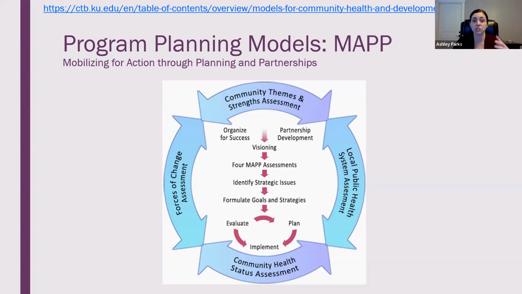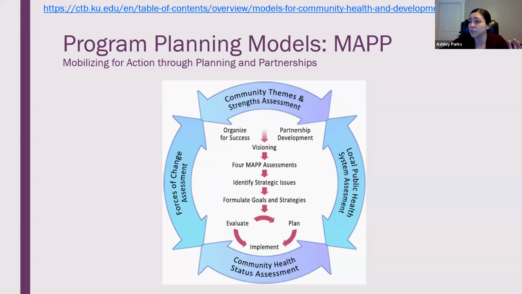So forces of change is understanding what might change at the state, local, national policy level. Is there going to be a new law that changes the way hospitals function? Is there opportunity to work with different types of organizations? So you're thinking about the big movers and shakers, if you will, but also what potentially could impact your work that is changing from a political perspective. And we call that a forces of change assessment.